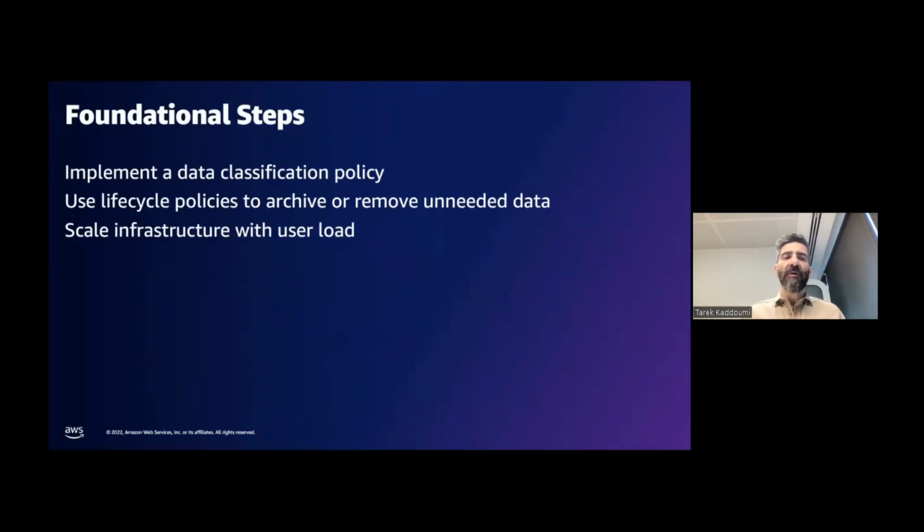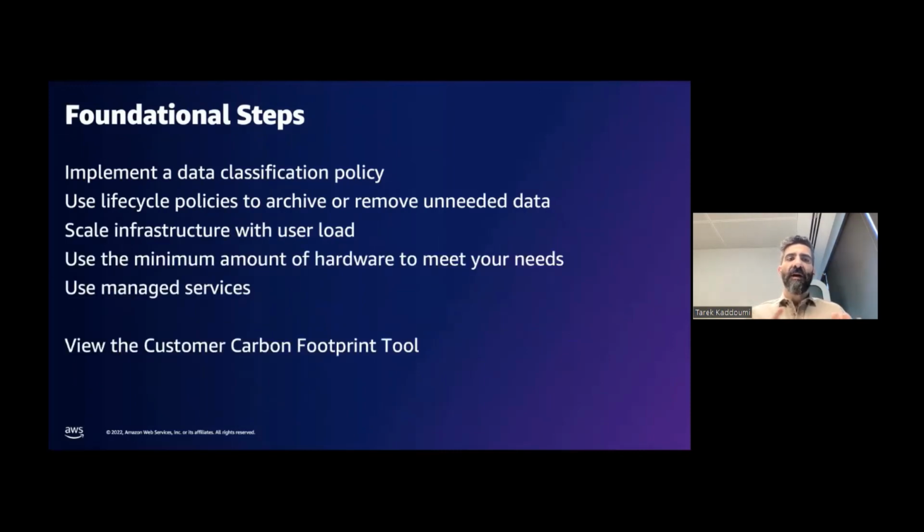Now, being conscious about the time, I still have only a few minutes. How can you get started? First of all, the foundational steps that we recommend you to consider are: implement a data classification policy, use lifecycle policy to archive and remove unneeded data, scale your infrastructure by user load, and always consider automation. Automation will help you big time in scaling your infrastructure in a responsive way instead of a manual way. Use the minimum amount of hardware to meet your needs, use managed services, and always consider visiting and viewing your customer carbon footprint tool.